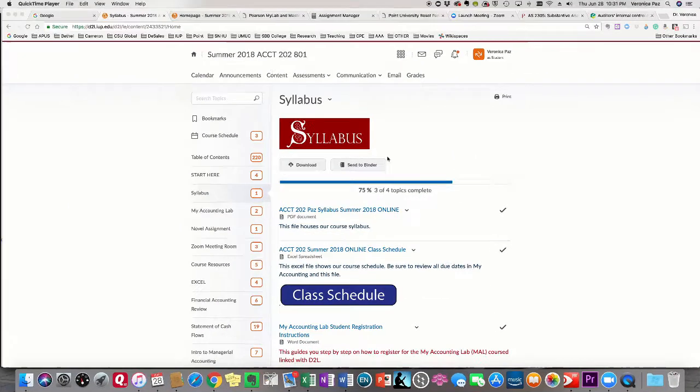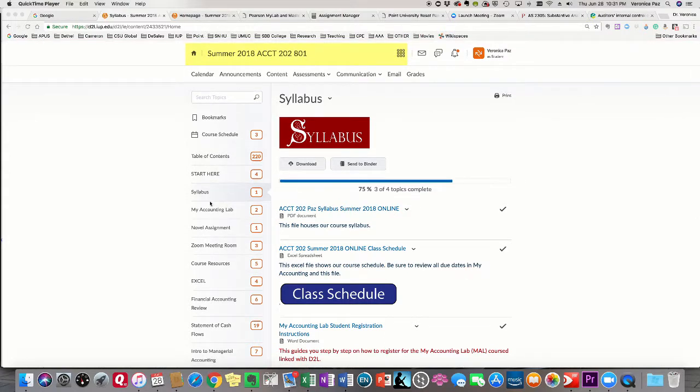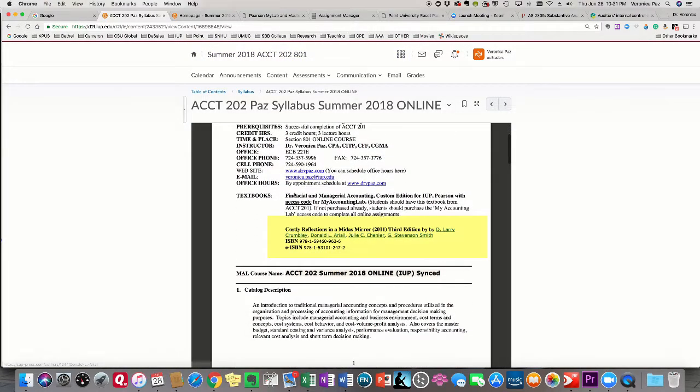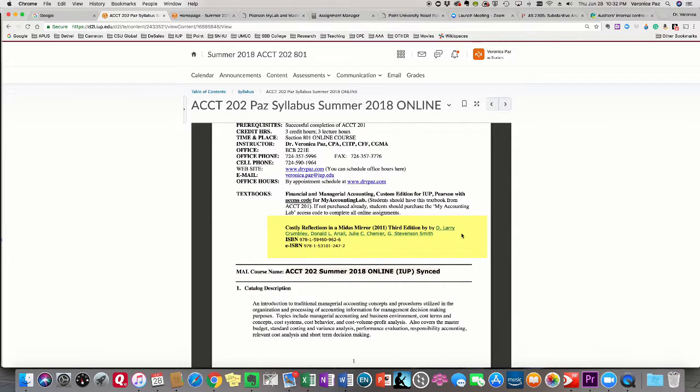You will see here that I am in our course, in our content area, and in our syllabus. If you look at our syllabus, you will note right here under textbooks, we had the Costly Reflections in a Midas Mirror text. So you were to acquire that book and hopefully read it throughout the course. That way you would be prepared for our novel assignment.